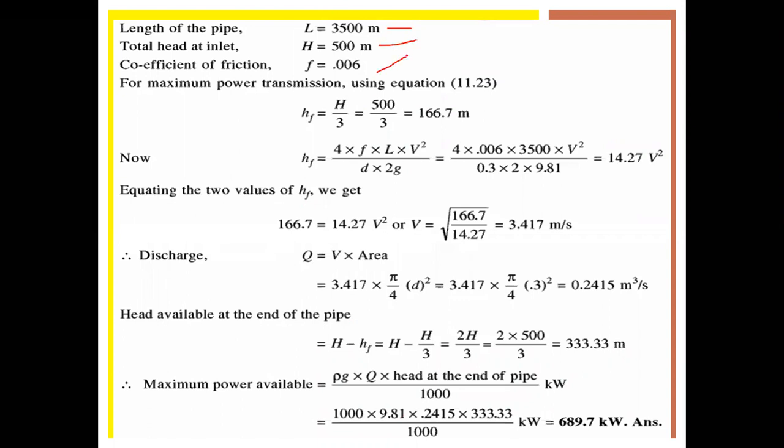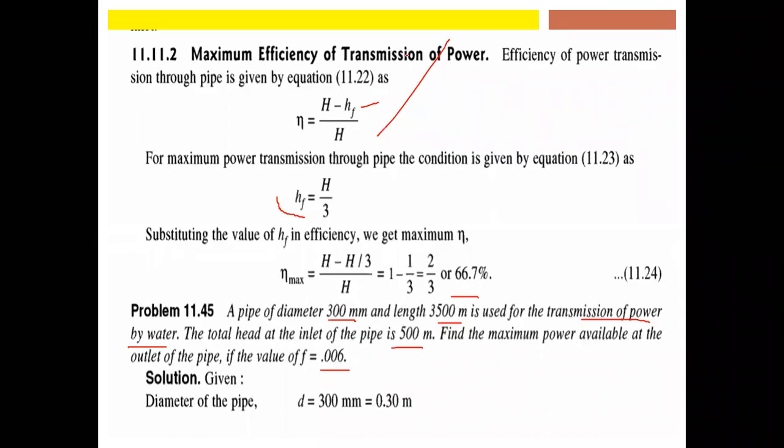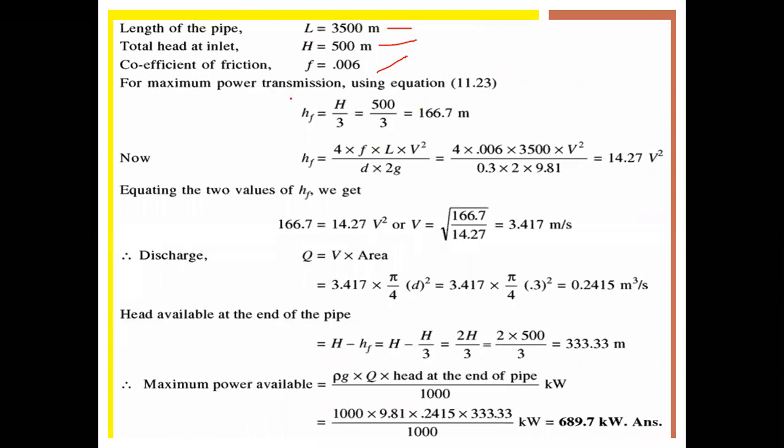Now we have the pipe diameter and we need the maximum power available at the outlet of the pipe. So HF is equal to capital H by 3. What is the capital H here? Total head at inlet is 500, so 500 by 3 is equal to 166.7. That is equal to HF. Then the head loss is HF equal to 4 f L V square by D g. We know f, L is equal to 3500, and the value works out to 14.27 V square. So HF is equal to 14.27 V square.